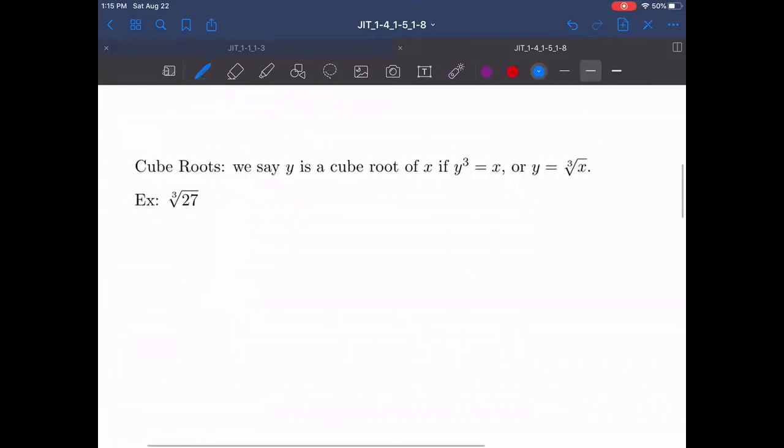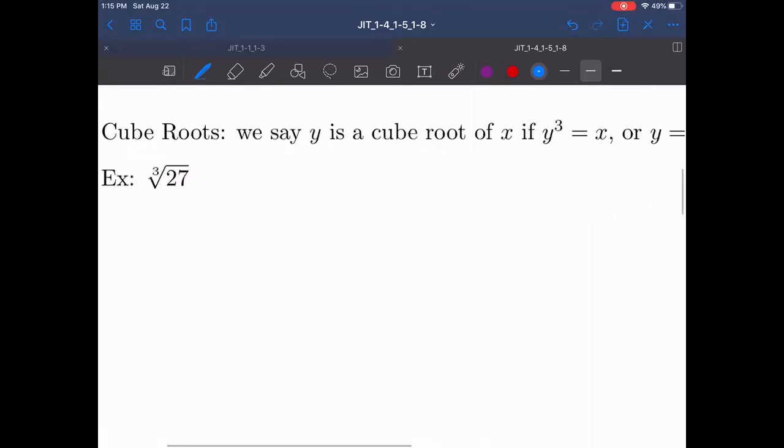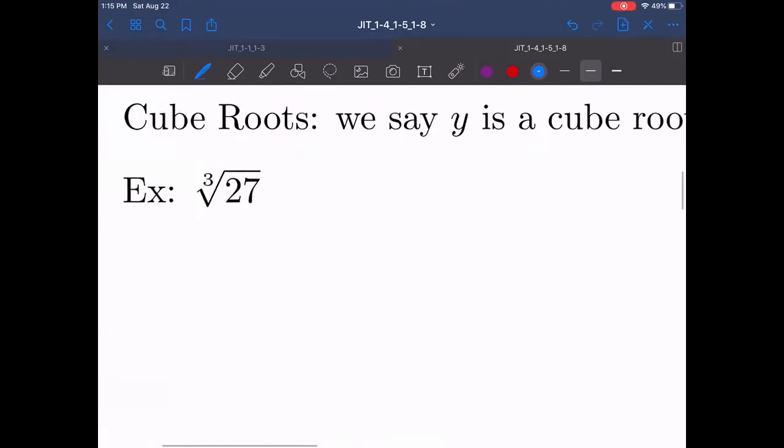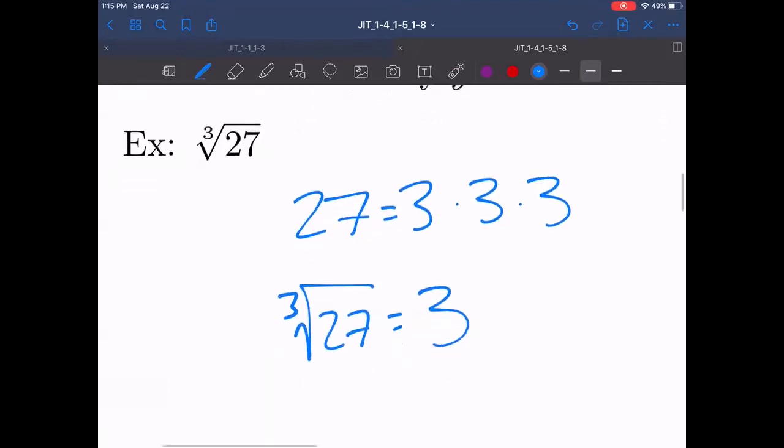Cube roots, for example. We say y is a cube root of x if y cubed is equal to x, or if y is equal to the cube root of x. So if we do an example, we're looking at the cube root of 27. So 27 is the same as saying 3 times 3 times 3. So the cube root of 27 is going to be equal to 3, because there are 3 3's here.